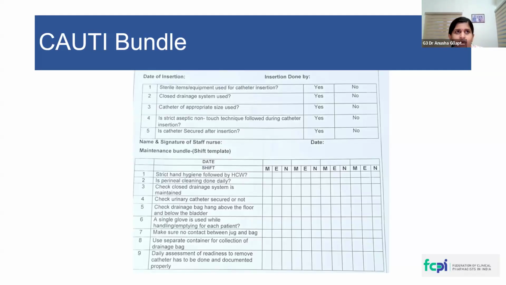So if you want to drain the bag, you should have a separate container, not the container for sending to the lab for assessing urine, assessing bacteriuria. And daily assessment of readiness to remove the catheter has to be done and documented. So this is the daily checklist or the maintenance bundle for CAUTI.